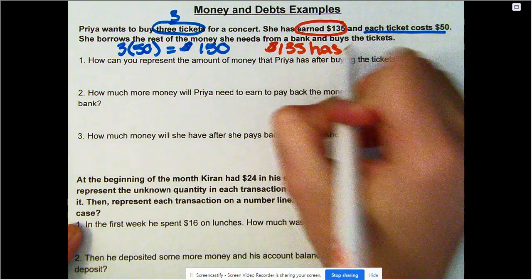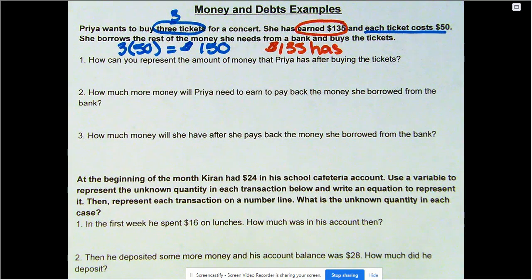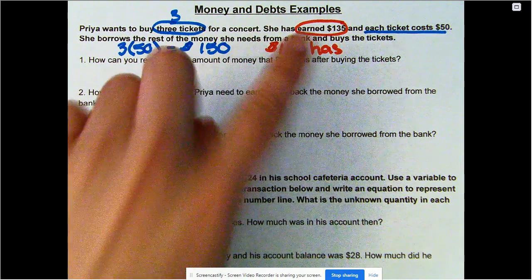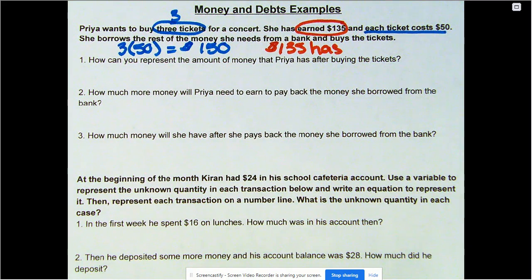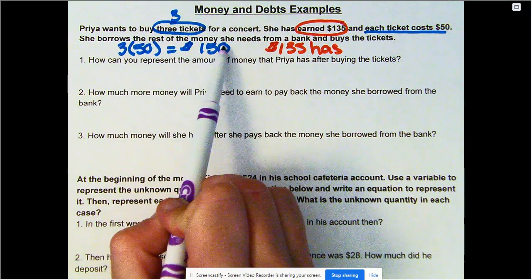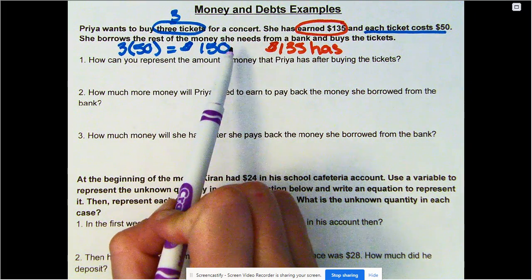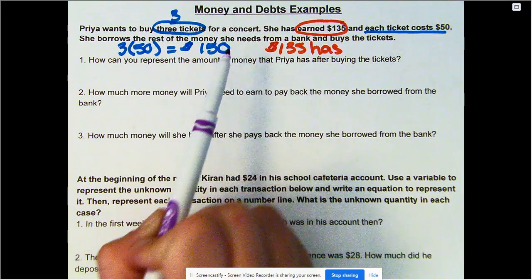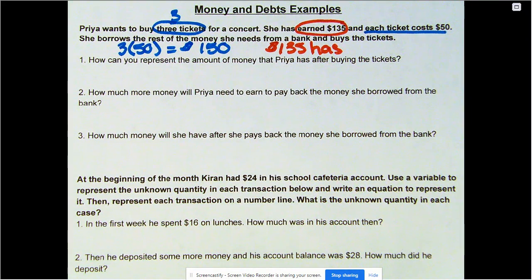So she has 135. Does she have enough money to purchase these tickets currently? She has 135 in her bank account and the tickets cost $150 total. She doesn't have enough, which is why the problem goes on to say that she borrows the rest of the money that she needs from a bank and buys the tickets. So how can we represent the amount of money that Pyra has after buying the tickets?